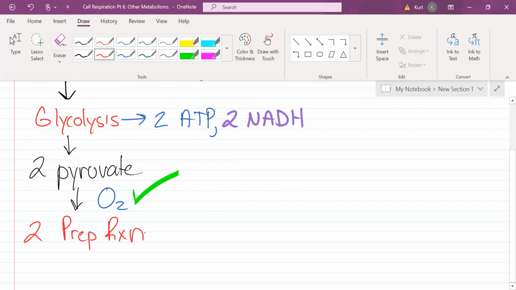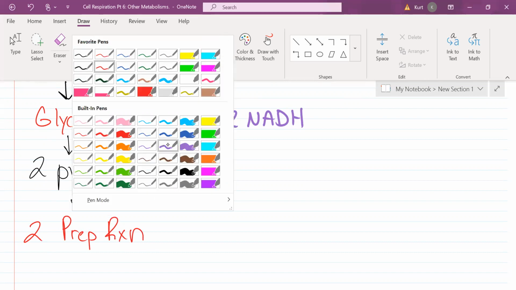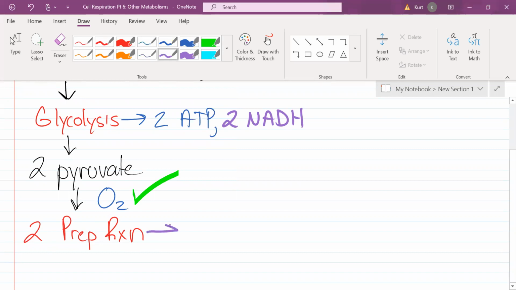Okay, and let's talk about the products of the prep reaction. There is no ATP made, but there is NADH made. How many NADH molecules are made during the prep reaction? Let's see. Anna, can you tell me? How many NADHs are made during the prep reaction when you have 2 prep reactions? 2 is correct.